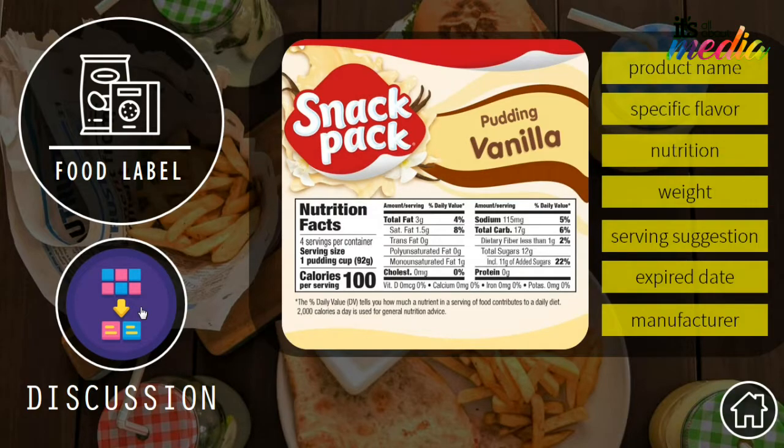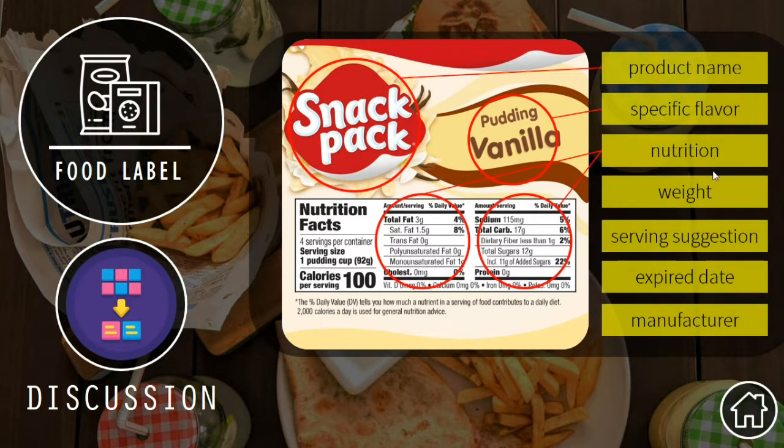In this food label, you have the information about the product's name, that is, snack pack. I've never heard about it, but I guess it must be a kind of pudding. Yeah, obviously, because you can find the information about the flavor. The information about nutrition is the most important part of every food label. Here, you can find the good and bad nutrition of the product, like fat, carbohydrate, sodium, protein, etc.